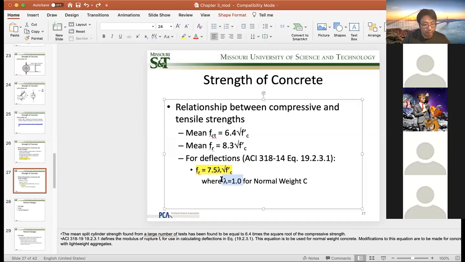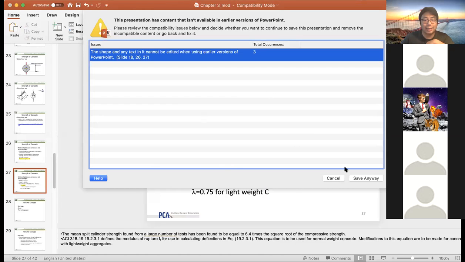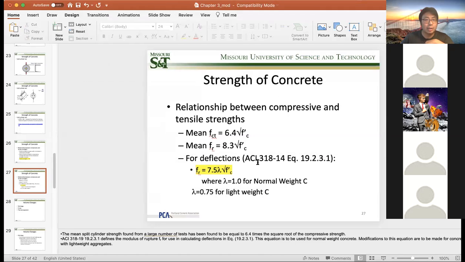Let me write down here, that equals 0.75 for lightweight concrete. So be careful when you read the problem. Sometimes it's lightweight, sometimes it is normal weight, so we have a different factor here. The reason behind it is that when we have a lightweight concrete, the aggregates are sometimes porous. Those are weaker aggregates and give lower stress.